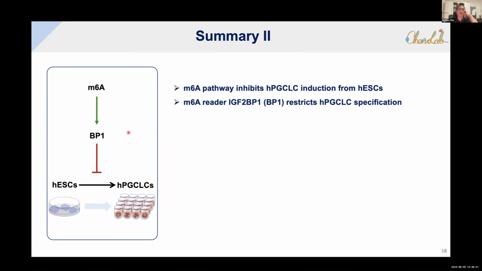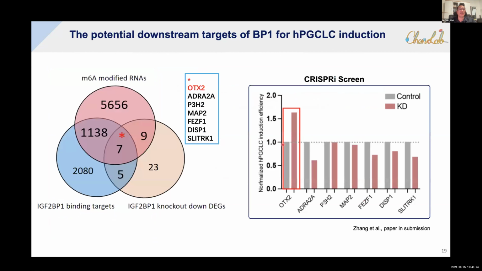And also we discovered that the M6A reader IGF2BP1 is involved in regulating this process. So it suppresses the induction of the PGC-like cells from the embryonic stem cells. So next we wondered how BP1 regulates this process, by identifying the RNA targets bound by BP1.